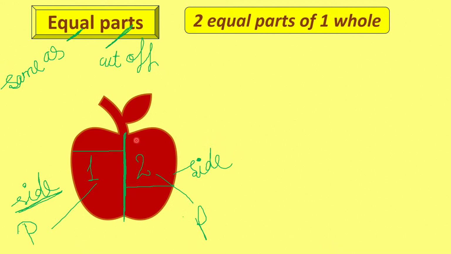So it's an apple. Before we cut it, it's our whole apple, bacha. Look at here, it's our whole. And after we cut it, bacha, we get two equal parts. First one is one side and the second one is the other side. Hope you understand about it.